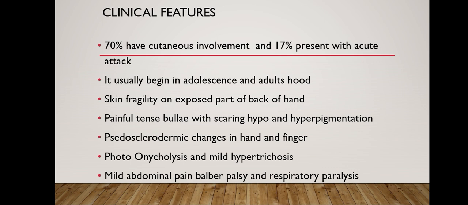Skin fragility on exposed parts, the back of the hand, is commonly noticed. Other features are painful tense blisters with scarring, hypo and hyperpigmentation of skin, pseudosclerodermic changes in hands and fingers, photo-onycholysis and mild hypertrichosis. Mild abdominal pain, bulbar palsy and respiratory paralysis are also seen.